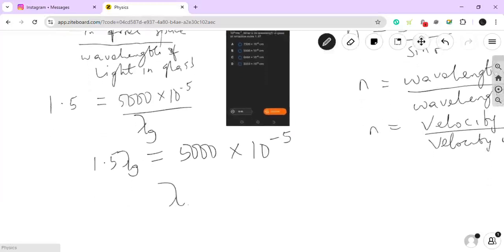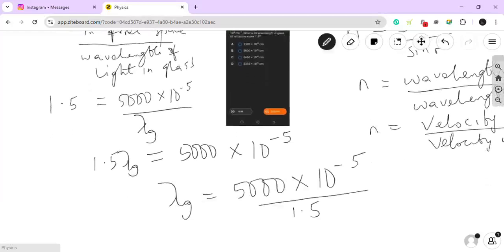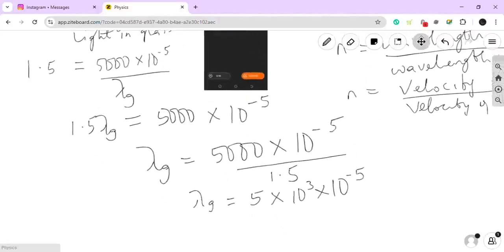So my lambda g now will be 5,000 times 10 raised to power minus 5 over 1.5. You can even write this in terms of indices, because there is no calculator. You can write 5,000 as 5 times 10 raised to power 3, then times 10 raised to power minus 5. I'm trying to use law of indices for you. Then over this 1.5, which actually means 3 over 2, so that it will be clear.